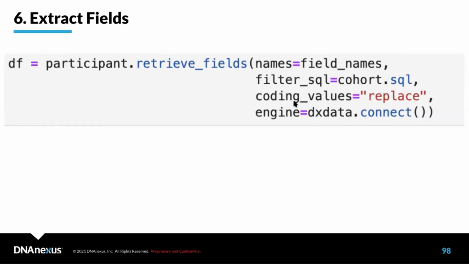There are two other arguments. The first is that we want the actual values, including our categorical values, so we're going to set the coding_value argument to replace. Then this last argument is always going to be the same: engine is equal to dxdata.connect. And don't forget the parentheses at the end.